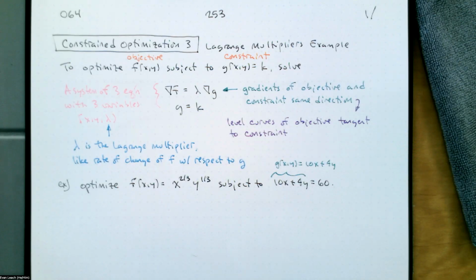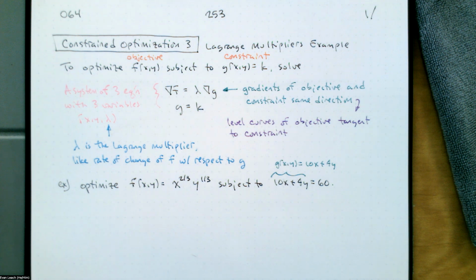Today we want to run a very popular example in Lagrange multipliers, where we're optimizing some objective subject to some constraints. In this example, we want to optimize the function f of x, y equals x to the 2/3, y to the 1/3, subject to 10x plus 4y equals 60.